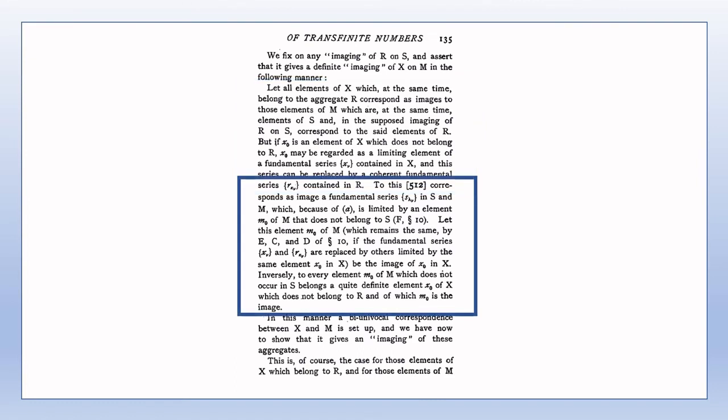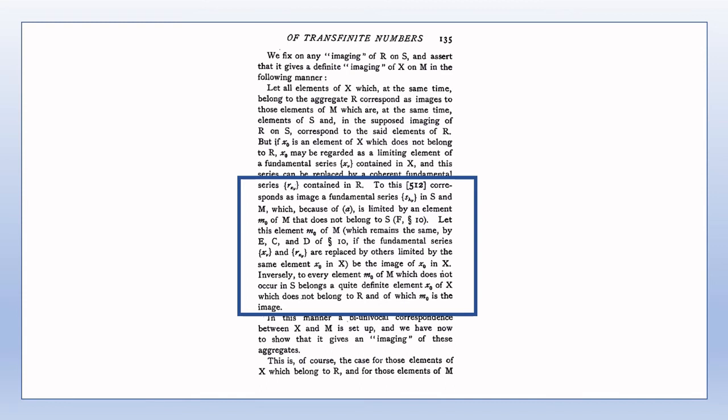Theorem E from section 10 justifies the following claim that R kappa nu in R corresponds to a series S lambda nu in S. Recall that we have assumed a definite imaging of R on S, and that this series in S must have a limit in M. The latter claim is also because the series in S can be considered as a series in M, and since M is perfect by A of the theorem, then the series in S must have a limiting element M0 in M. Moreover, since X0 does not belong to R, then M0 cannot belong to S by theorem F of section 10. That is, if M0 were in S, then X0 would have to be an element of R and vice versa.